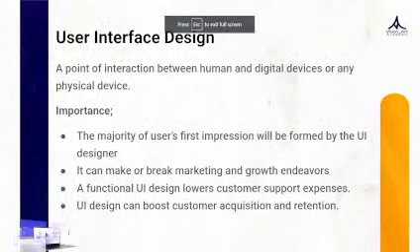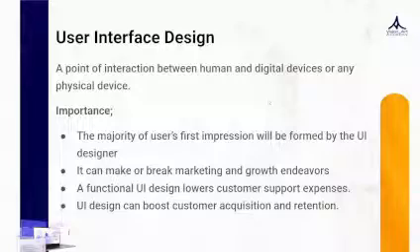So what does user interface mean? User interface is a point of interaction between humans and digital devices or any physical device. So it's just like our screen. What you are seeing here is an interface. Anything you interact with, anything you are seeing is an interface. In layman's terms, any placement, any surface is an interface.